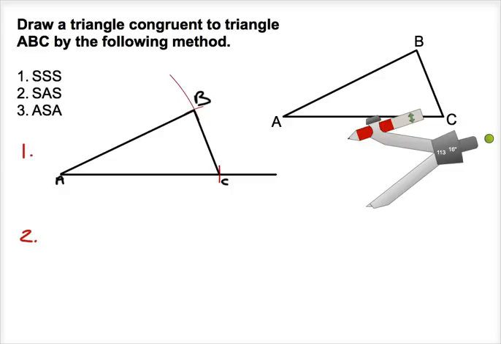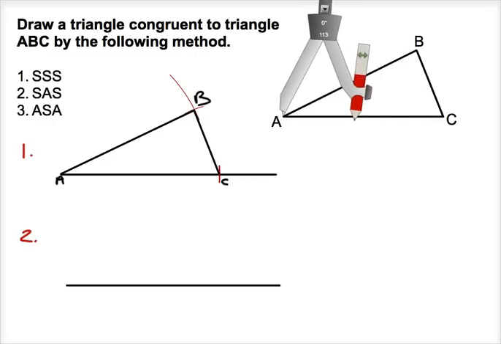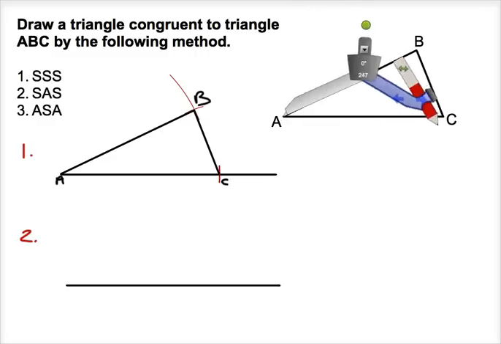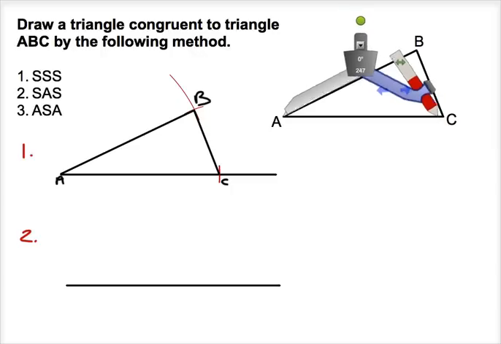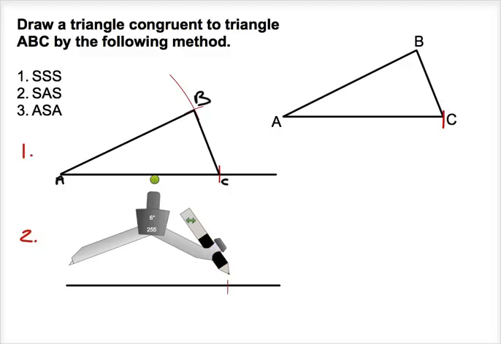Starting off, I still need to get a side. I'm going to pick AC, although it doesn't matter which one you pick. And I'm going to copy how long is side AC. So point the compass at vertex A, opening up to vertex C. So it looks like here's the length for AC. So I now have my side done. So it's side, angle, side.